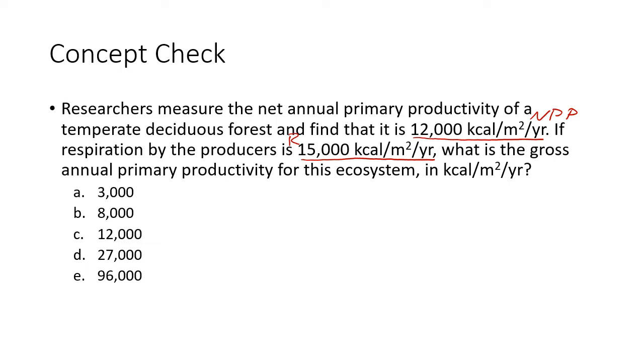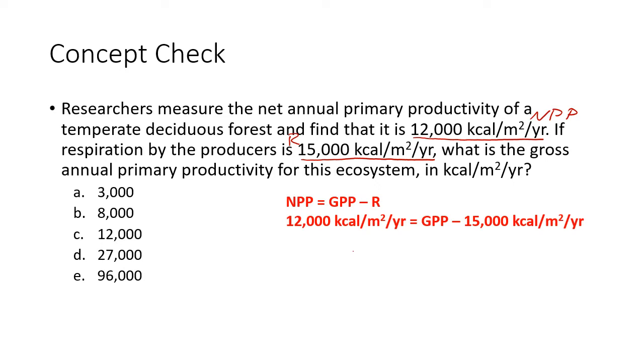Pretty easy. All that you have to do, if my animations come up, net primary productivity is gross primary productivity minus respiration. We are given net primary productivity, and we have to solve for gross primary productivity, and we're given respiration. Rearrange the formula, add 15,000 kilocalories per meter squared per year to both sides to get gross primary productivity of 27,000 kilocalories per meter squared per year. All right, pretty simple.